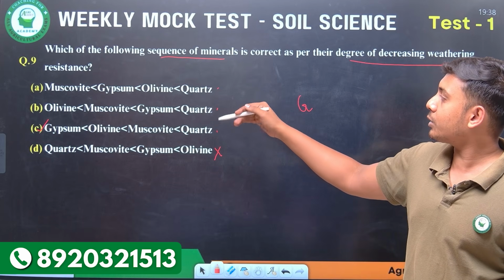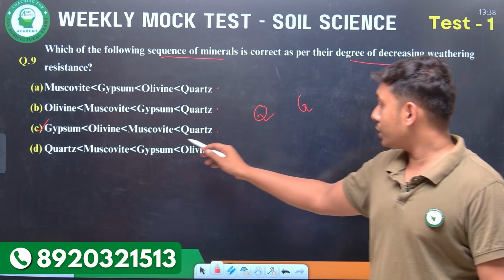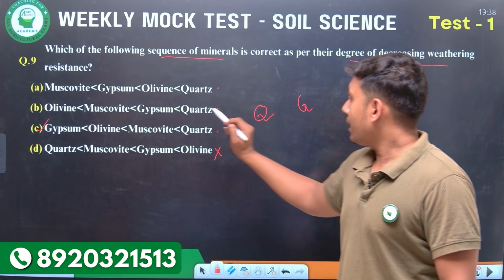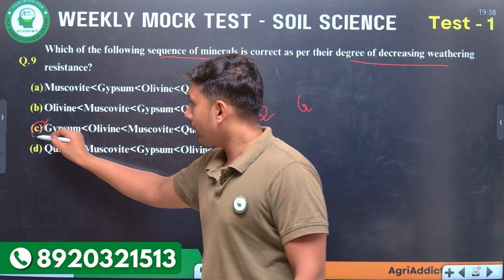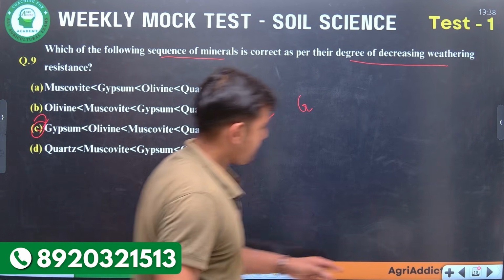These are the tricks to cut down the time for the exam. So here also gypsum is the least resistant and quartz is the most resistant. So this sequence will be right. So option C will be correct. In this question, option C will be correct. Now comes the next question.